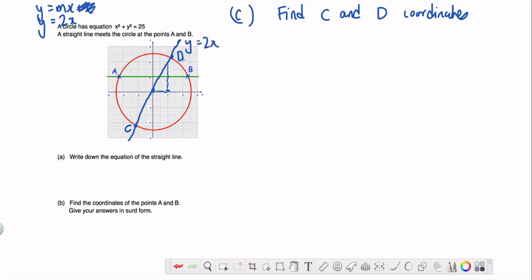Right, I found the equation of the line. So now I need to start work on finding the C and D coordinates. I'll do that in a different color. I'm now working towards getting the C and D coordinates. So what I need to do is start off with the equation of the circle as I've done before.